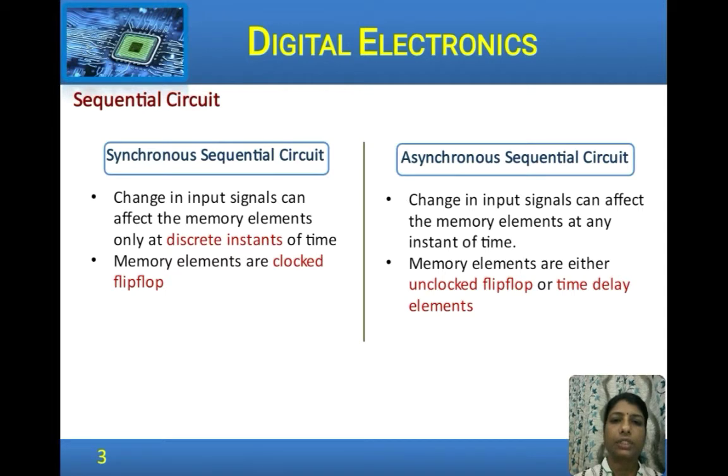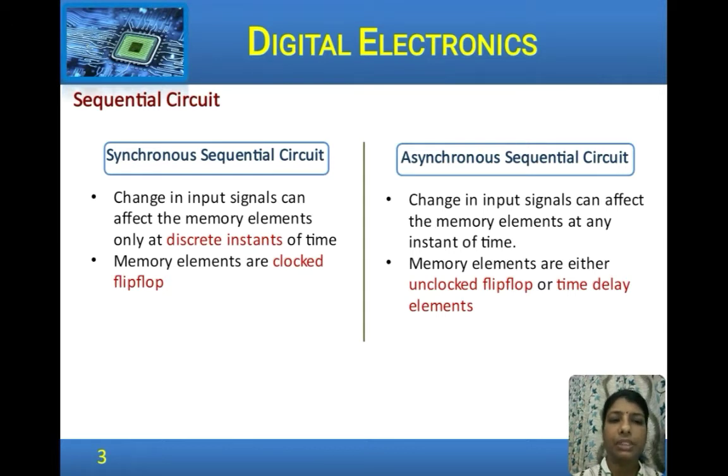Sequential logic circuits are of two types, synchronous sequential circuits and asynchronous sequential circuits. Let us see the difference between the two. In synchronous sequential circuits, a change in inputs affects the memory element or the output only at discrete instants of time, whereas in an asynchronous sequential circuit, a change in input can affect the memory element at any instant of time. So, the output changes at any time the input changes.